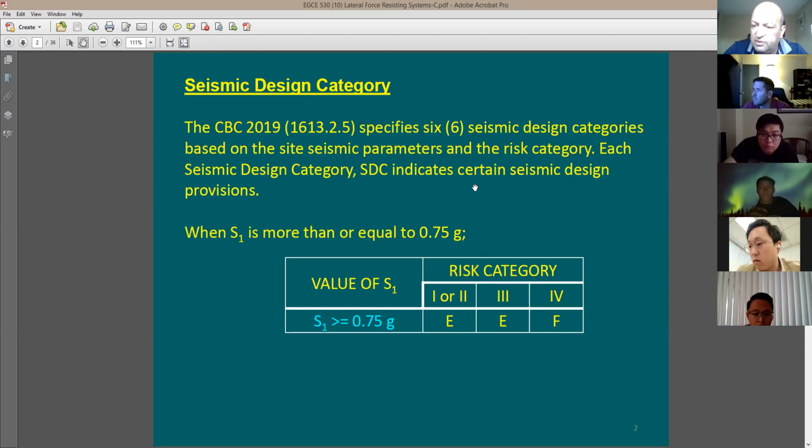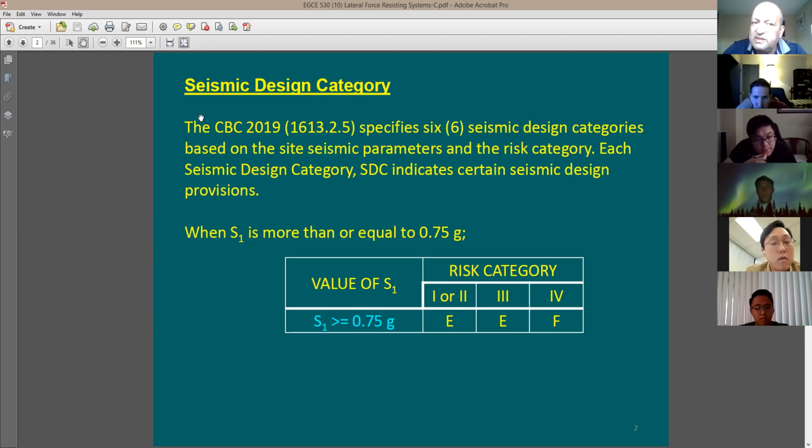So first, you go to seismic maps, but nowadays we don't actually use the maps. What we do is go online and find out S1 and SS. And once you find out SS and S1, you need to find out SDS and SD1. SDS and SD1 are the two seismic parameters that you need to use in your design, not the S1 and SS, the short period and the 1 second.